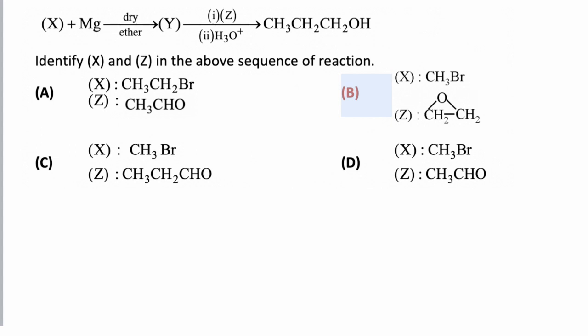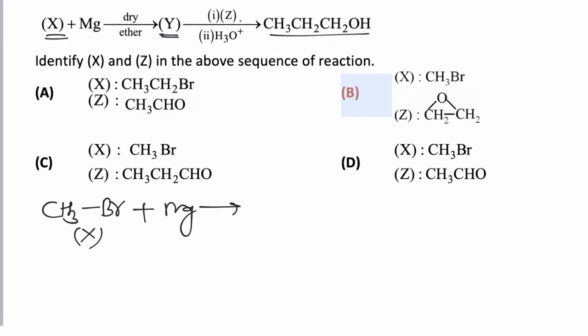In this question we have to identify missing reactant and reagent in the given reaction to form propan-1-ol. So if CH3Br is taken in first step, now CH3Br is X and after reaction with magnesium it will be converted to CH3MgBr. So CH3MgBr is Y, Grignard reagent. Now this Grignard reagent will further react with epoxide.